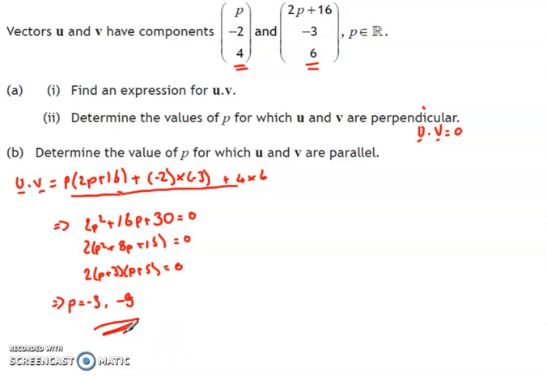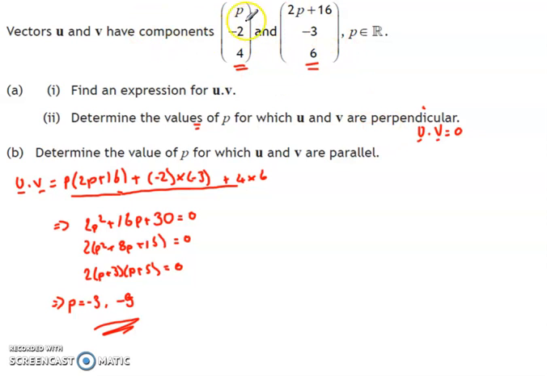So there's my two solutions that I've got there. You can tell you're going to get more than one solution by the fact that it uses the plural values rather than value, or doesn't put a condition on p that it has to follow. Now part B, determine the value for p for which u and v are parallel. Now remember, parallel, they have to have the same base direction vector.